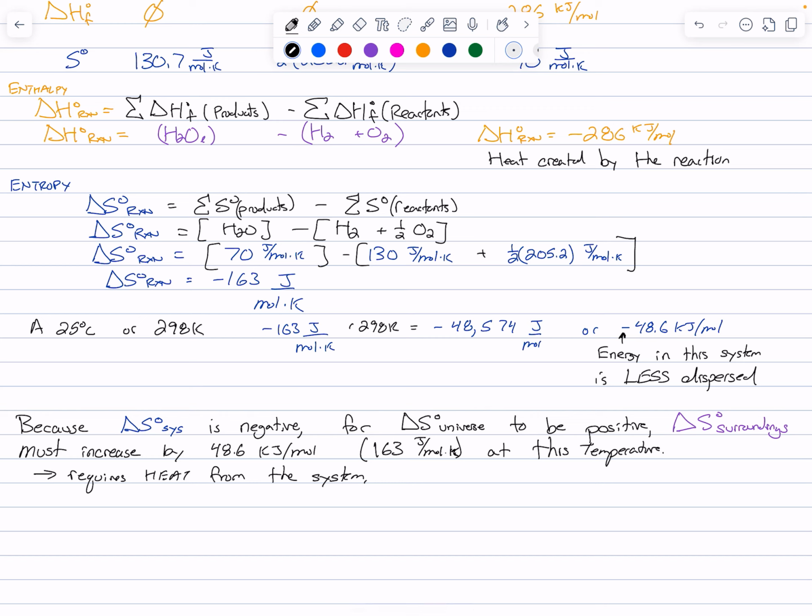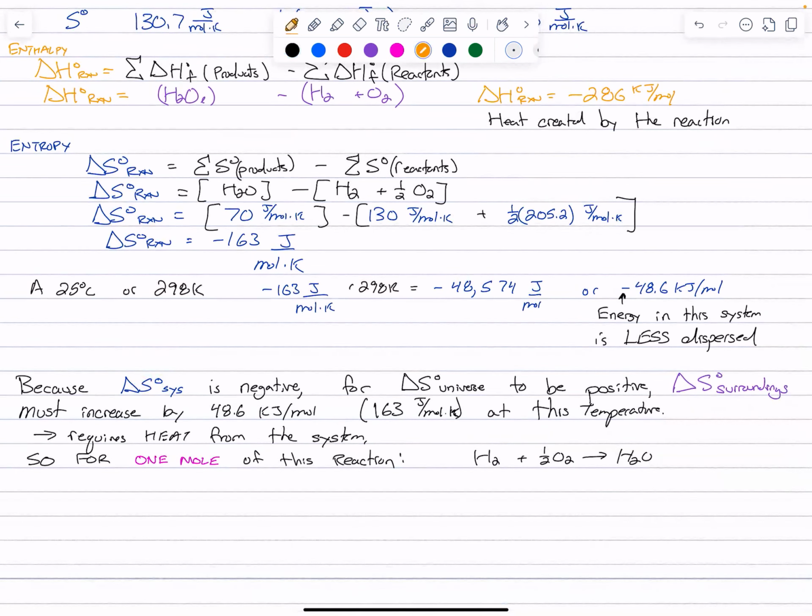So what can we take away from this so far? For 1 mole of this reaction, which is H2 plus 1/2 O2 going to H2O, negative 286 kilojoules of heat is created.